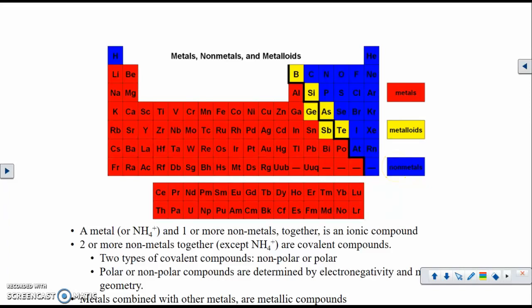So in this lecture, we're going to be talking about covalent compounds. Again, covalent compounds is when you have two or more nonmetals joined together to form a compound. Again, recall that hydrogen in this case is a nonmetal. So any of the blue things in this periodic table joined together equals a covalent compound.